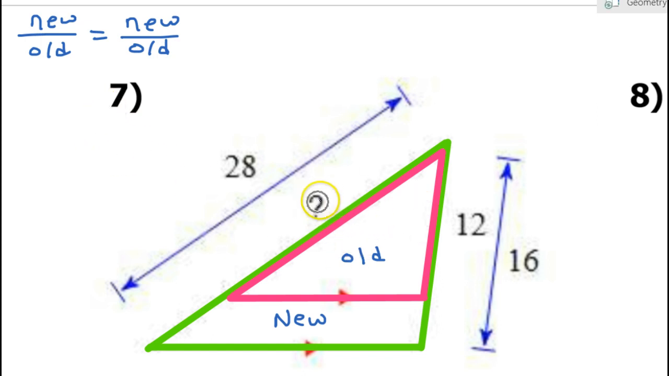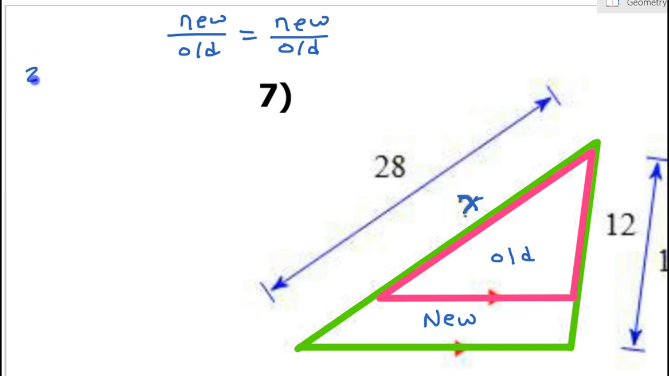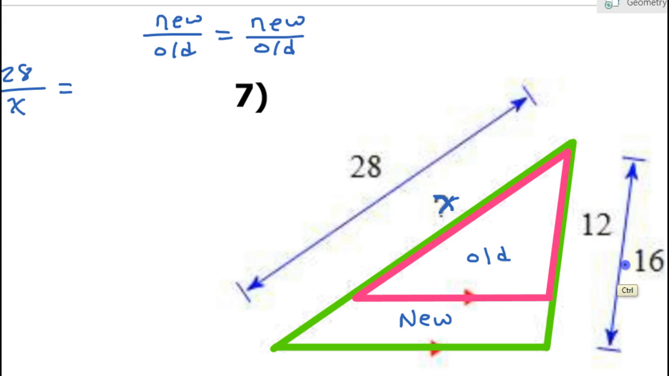So let's look for corresponding sides. I am going to go ahead and call this x instead of question mark. So let's look at this side where the x is. I need to do new over old. The new side is the green side, so that's going to be 28. Let's see, can I squeeze this in? Yeah, I can fit it in over here. So new over old, that'll be 28 over x. Alright, those are corresponding sides. Now, I see we've got these numbers over here, the 12 and the 16. I need to do new over old, the large green side divided by the red side. So that's going to be 16 over 12.